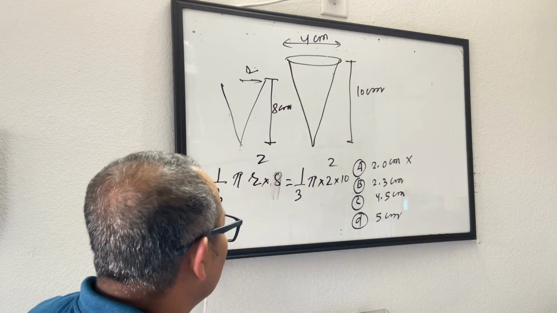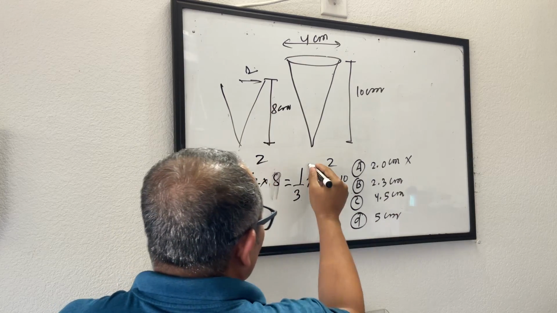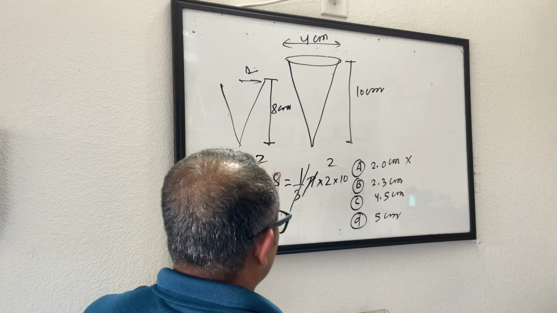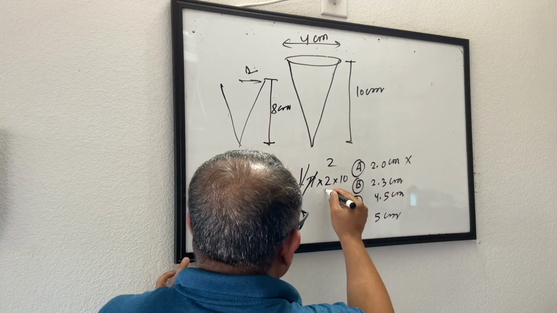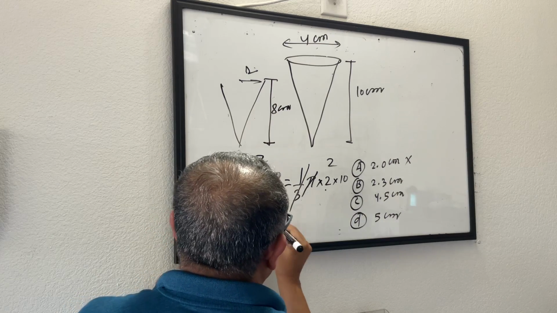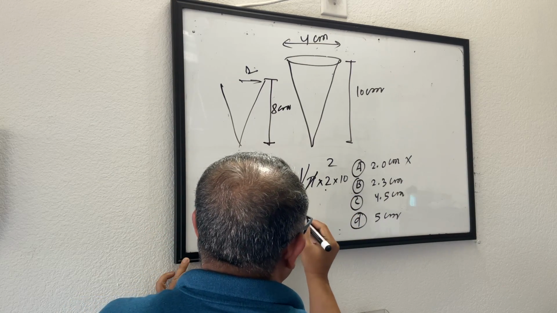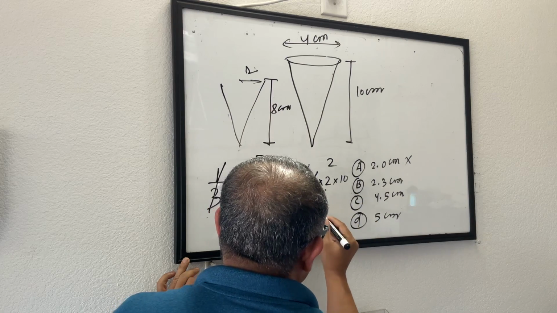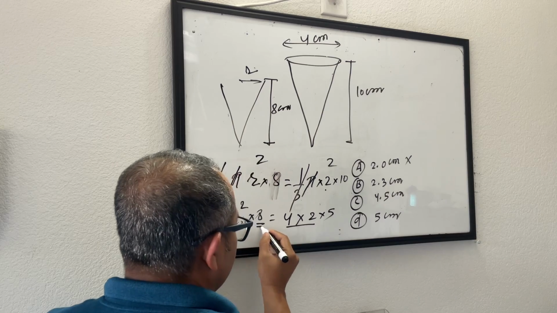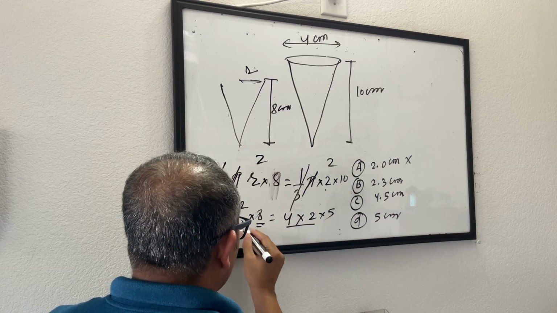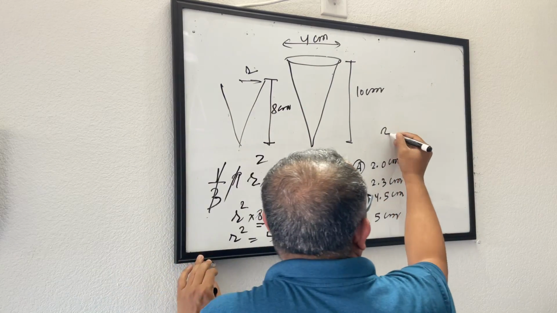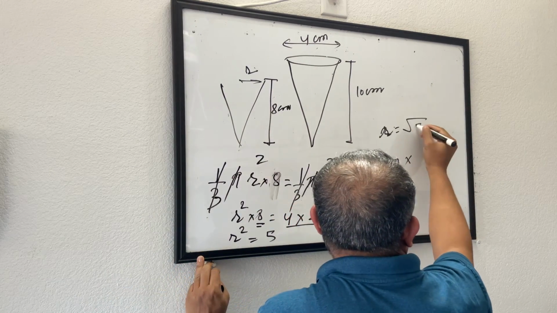So here, this 1 by 3 I can knock off. This pi I want to knock off. Now r squared into 8 equal to 2 squared, that is 4 into 10. 10 I can write as 2 into 5. So this 4 into 2 becomes 8 and you have 8 here. Divide both sides by 8, it becomes r squared equal to 5. That means r equal to square root of 5.